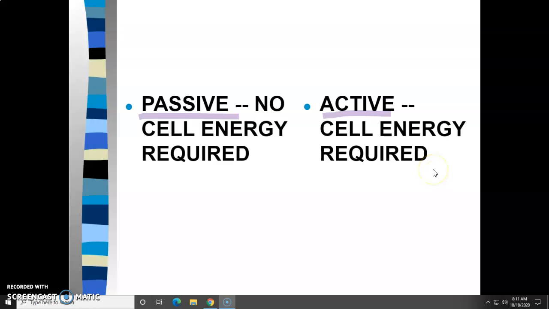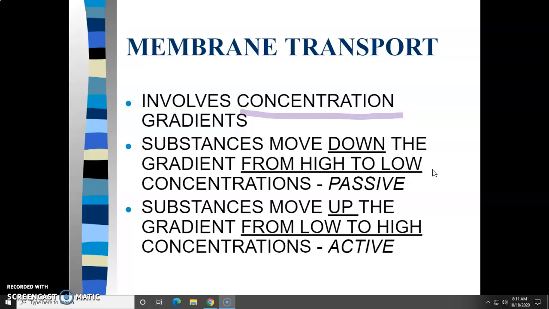And this involves what we call a concentration gradient. Concentration gradients. So substances move down the gradient from high to low. That's passive. That's like if I walked in this classroom and I had a big old bottle of stinky smelling perfume, and it would start to move all over the room. It would slowly spread all over the room. That's passive. To change that, you have to have some active or some action to make things go up the gradient. If it's already concentrated, to move it up, you're going to need some energy to make that happen. So that's why it's called active.